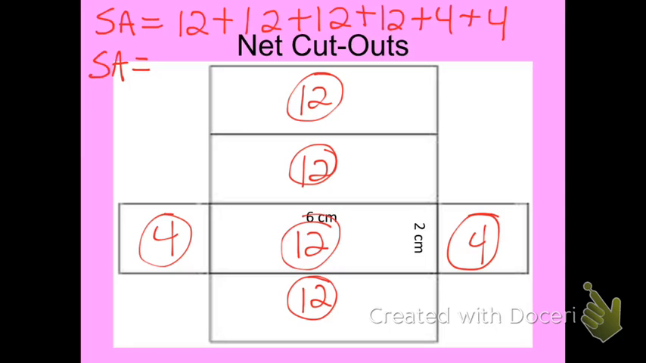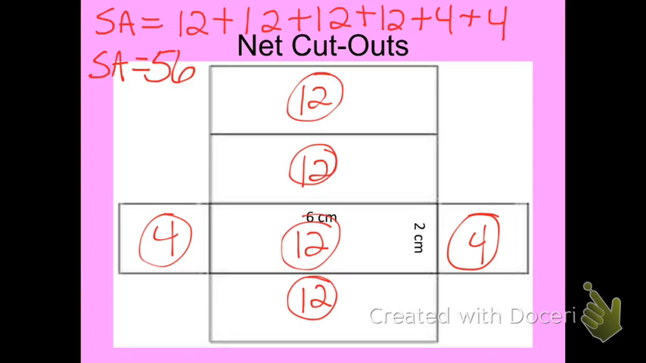All right, Kennedy. 54? 56? 54? What do you say? 56 is the correct answer. Okay? So the surface area is 56.